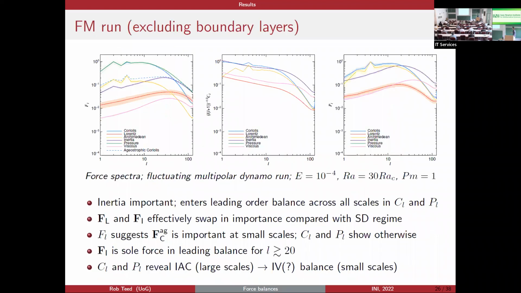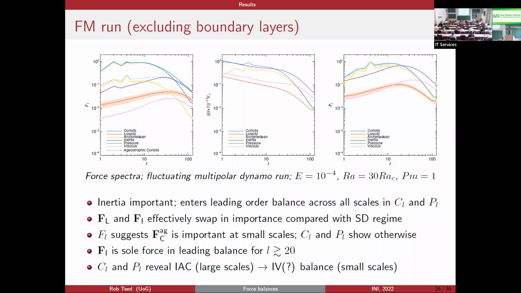Right. So the final one to look at is this multipolar run. Again, traditional forces on the left. This time, the inertia, which is the purple curve here, has become more important, and the Lorentz force is weaker, as one might expect. Lauren showed something like this for the anelastic simulations yesterday. But again, the viscous force doesn't enter at any scale, if you look at this representation.